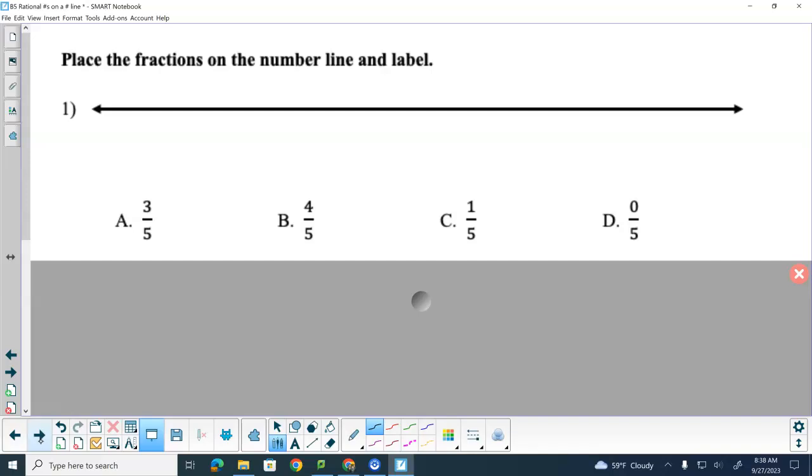So on your number line now, you're going to make yourself a nice big number line. They already have the 0 and 1 on there, yep. And then halfway through is like half, right? Okay? So 3/5. Where do you think 3/5 should go?